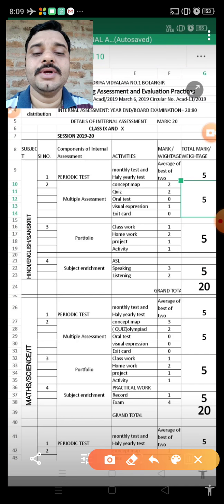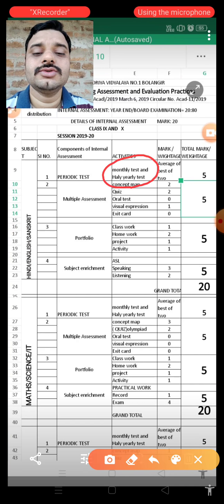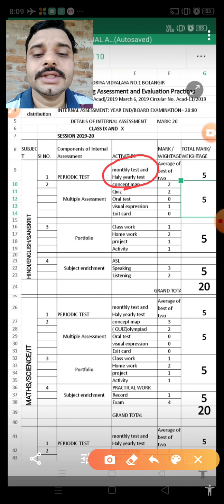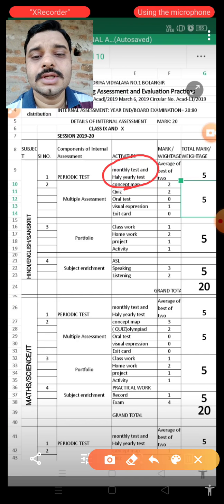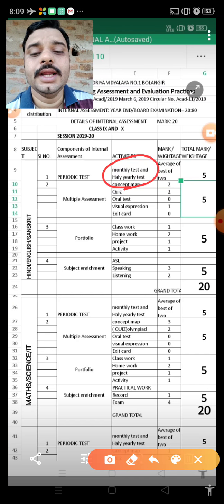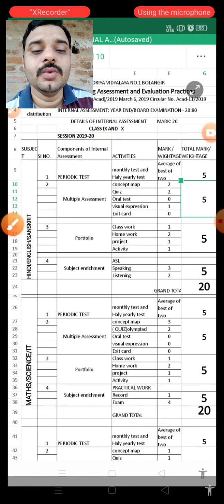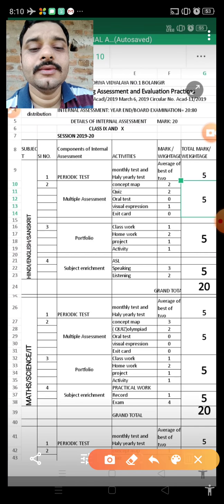Monthly test and half yearly test. There is some mistake here. Not monthly test and half yearly test, even periodic test may be included. Best two tests of the year would be included, and that will be converted to 5 marks. So how will it be converted?